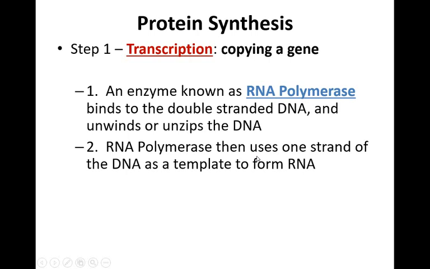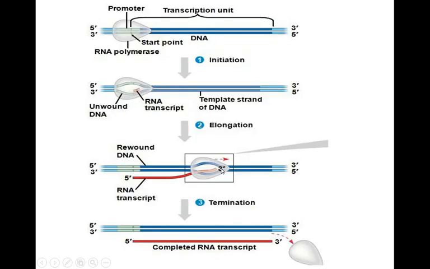And RNA polymerase then uses one strand of DNA, because remember, RNA is single-stranded, versus DNA is double-stranded. So it's going to pick one of the strands to use as a template to form RNA. In this picture, we see the RNA polymerase coming in and doing that job. It's going to unwind. It's going to go ahead and start doing its job here.